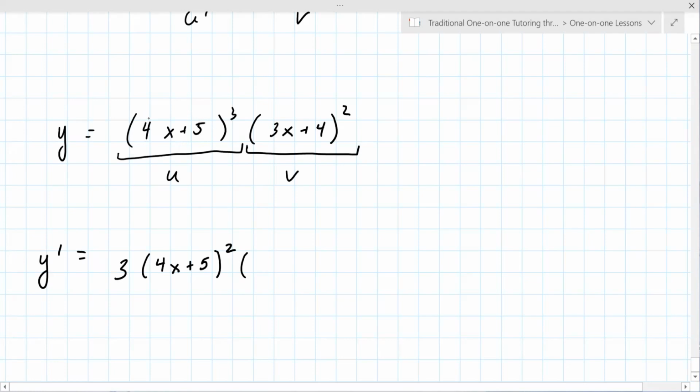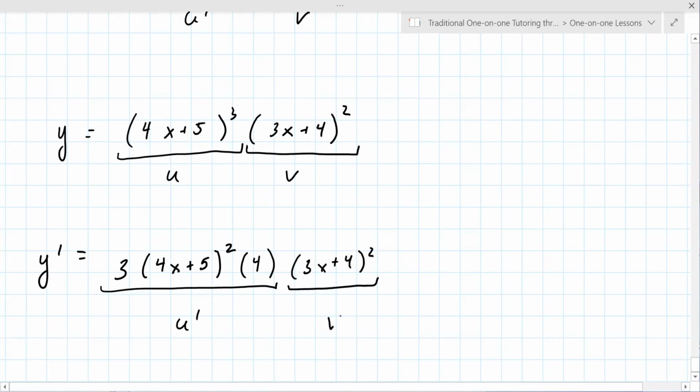You have the derivative of the inside function. What's the derivative of 4x plus 5? 4, just 4. Good. So all of that is u prime. Okay, and then 3x plus 4 squared is your v. Right. Now what's next? Now you keep the u and change the v. We already did that. Two times 3x plus 4.